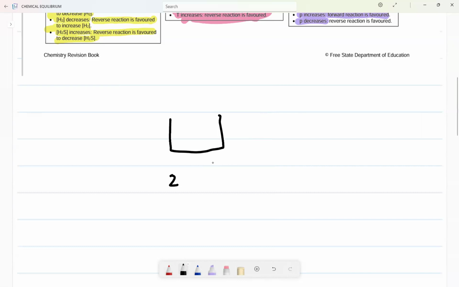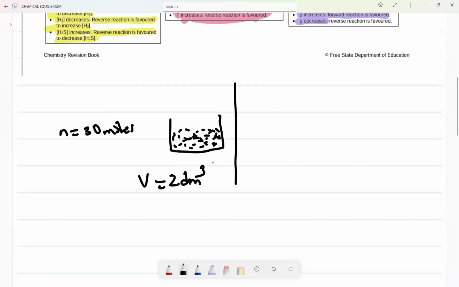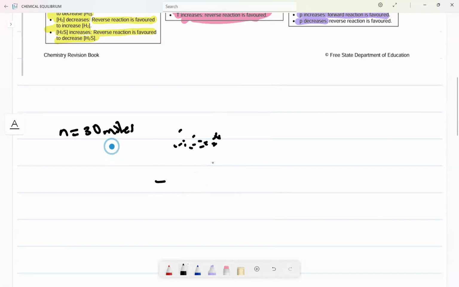Let's say we are having 2 decimeter cubed. This is a volume, okay? Then we are having that pressure. Let's say the number of moles or the particles is 30 moles. Now, what will happen? There will be collision, right? Actually, let me make an example with a balloon. A balloon is a very nice example. Number of moles is 30 moles. Now you know how a balloon is when it arrives from the store. It is just like this.